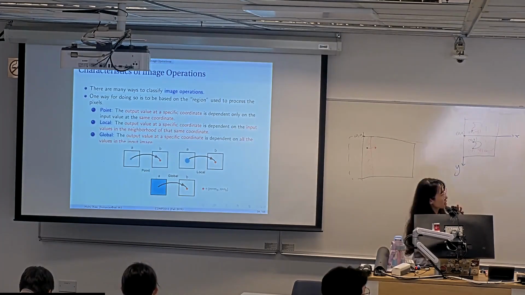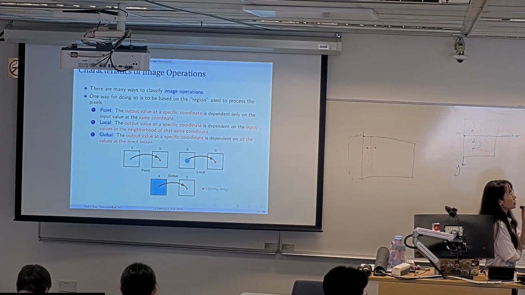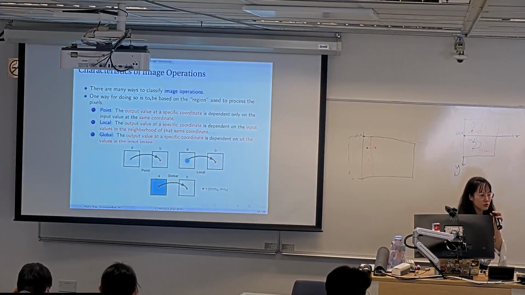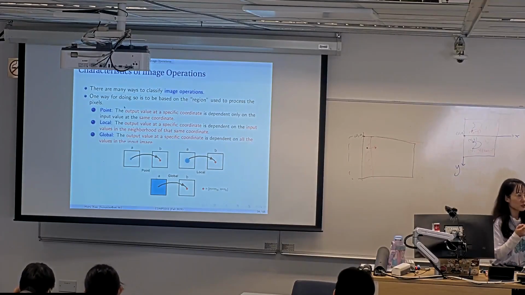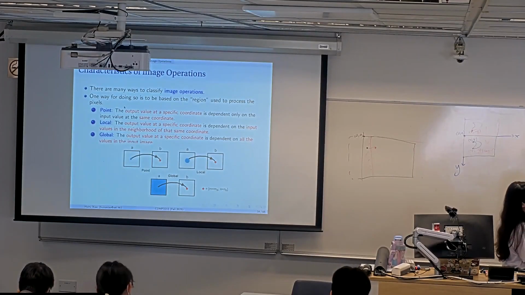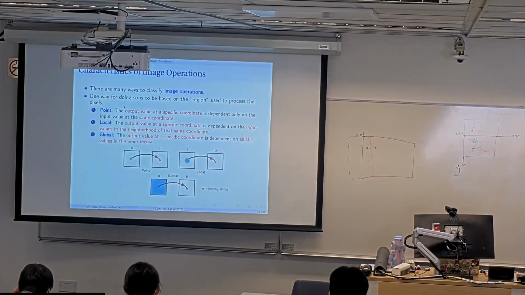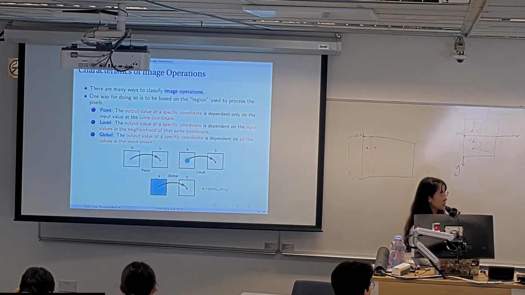Actually, there are many ways to classify the image operations. Here, one way is based on the region we use to process the pixels. In this case, we can divide them into 3 types. The first is called point-based operation. Point-based operation means that the output value at a specific coordinate is dependent only on the input value at the same coordinate. So one point only depends on the original point in the old image. This is point-based. And another type is called local-based operation.